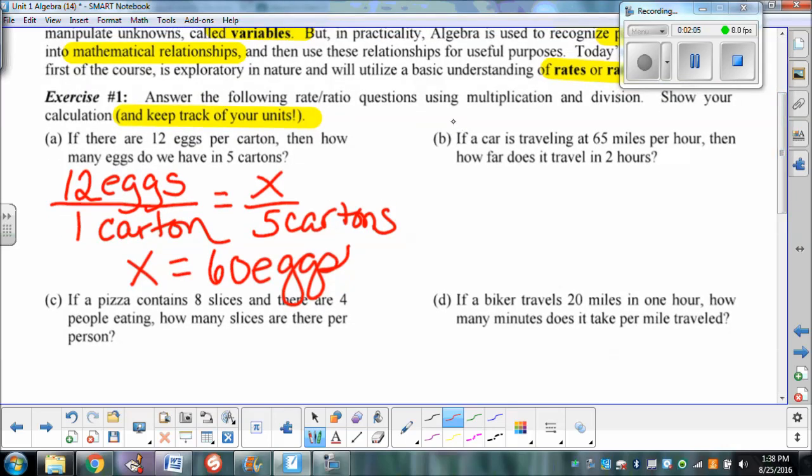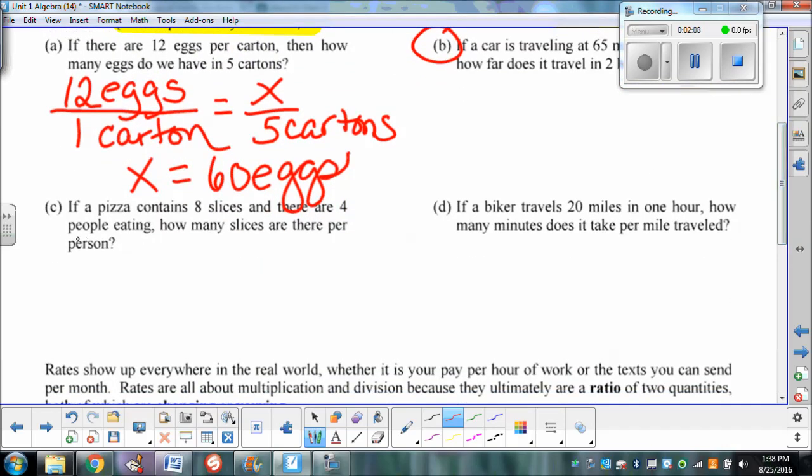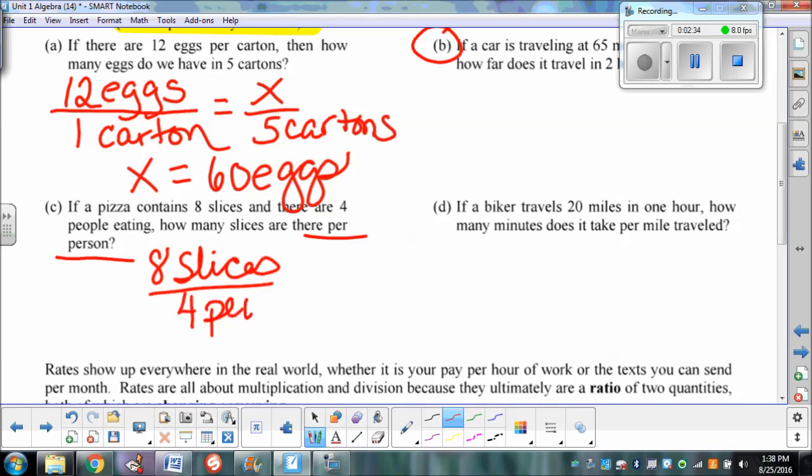I'm going to have you do letter B and bring it to class done. We're going to take a look at C. It says if a pizza contains 8 slices and there are 4 people eating, how many slices are there per person? Again, you can absolutely think about that and say, okay, I'm going to divide, and there's going to be 2 slices per person. So mathematically, what is our brain doing? 8 slices divided by 4 people. Then we could continue with that proportion, x to 1, and we cross multiply, and we end up with x is 2 slices per person.